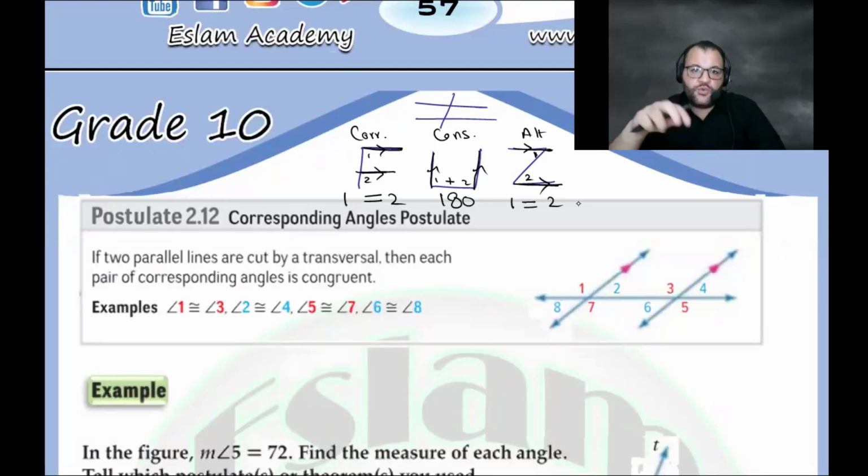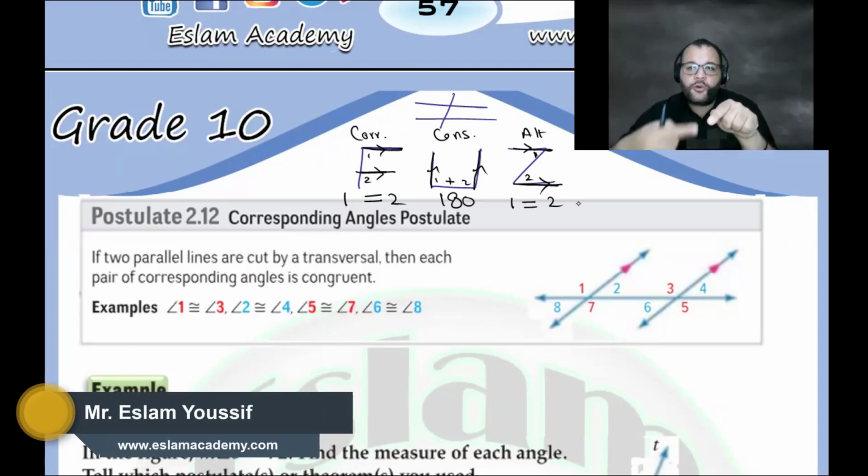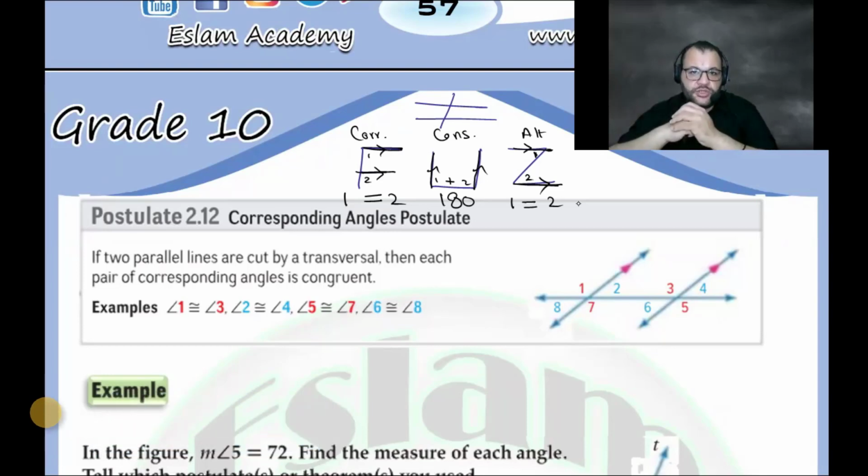Consecutive interior angles: two angles that lie on the same side of the transversal, both of them interior. They will be supplementary. Alternate angles: two angles that lie on different sides of the transversal, both of them interior or both of them exterior. You'll find that the two angles are equal in measure. That's what will happen when you have two parallel lines and one line intersects them.